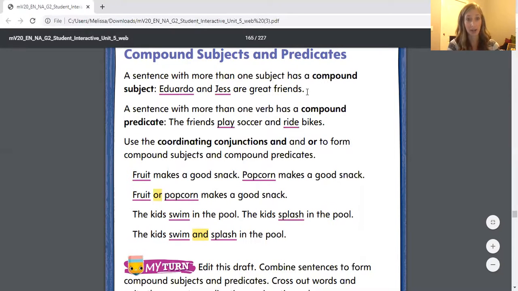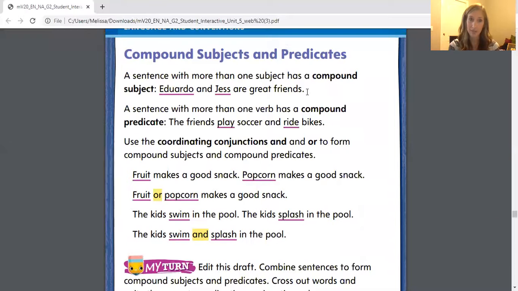Eduardo and Jess are great friends, so that's a compound subject. A sentence with more than one verb has a compound predicate. So if I'm talking about Eduardo and Jess and I say that they like to play soccer and ride bikes, I have 2 verbs in this sentence. The friends play soccer and ride bikes.